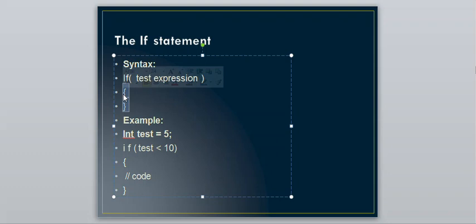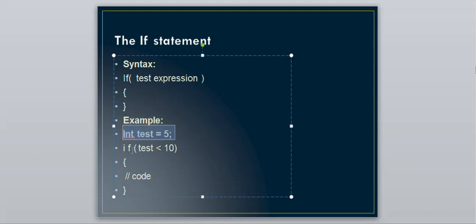If the test expression is true, the statements inside the body of if are executed. Whatever we write inside these two curly braces will be executed by your compiler. For instance, we have an integer variable whose name is test, and the value of that variable is 5. We know this line is called initialization, where we are initializing a simple variable, test, with the value 5.